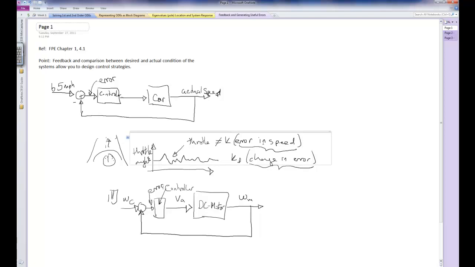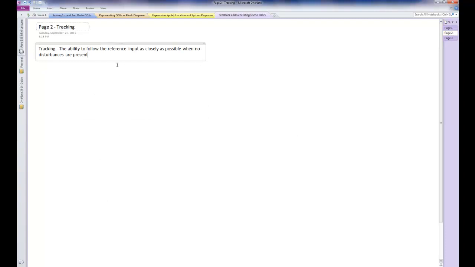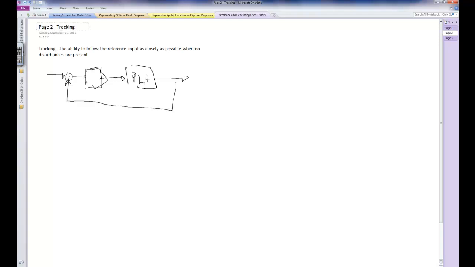So these errors that we're generating can be thought of in two different ways typically. They get classified in two different manners. One is tracking, and here's a definition for the idea of tracking. Tracking is the ability to follow the reference input as closely as possible when no disturbances are present. So that's basically the situation that I just drew, which is if we have some controller here, and we have the plant there, and then we have some output, and we feed back this signal, and we want to drive the error to 0.